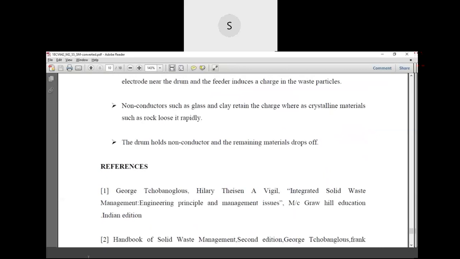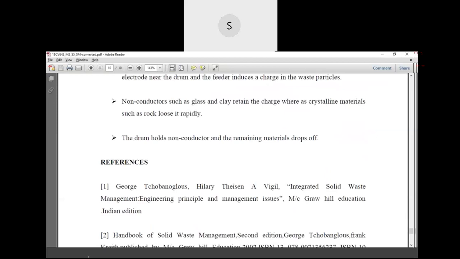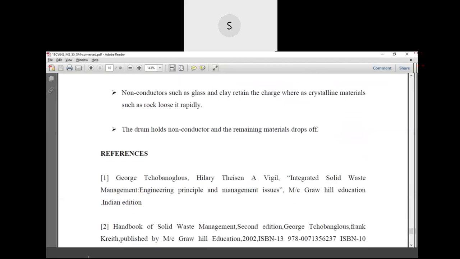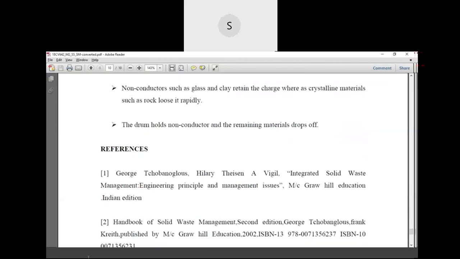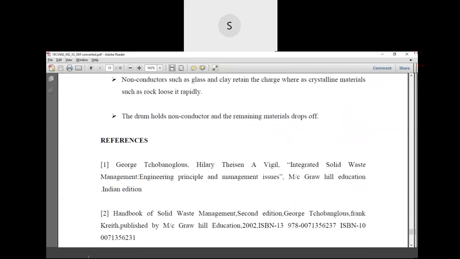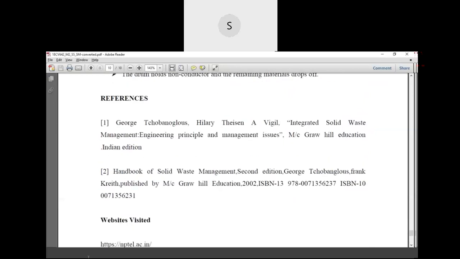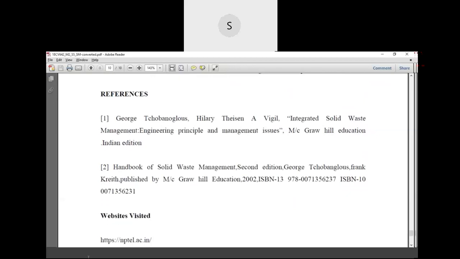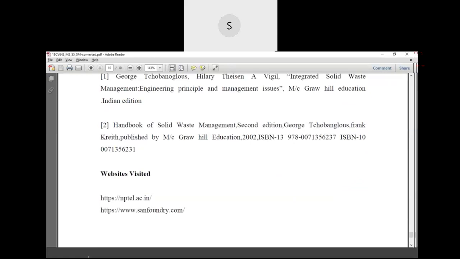To create this content, the books referred to are Integrated Solid Waste Management by George Tchobanoglous and Hilary Theisen, published by McGraw-Hill Publishing House, and the Handbook of Solid Waste Management by George Tchobanoglous and Frank Kreith, published by the same McGraw-Hill Publishing House. The websites referred to are the NPTEL website and www.sanfoundry.com.